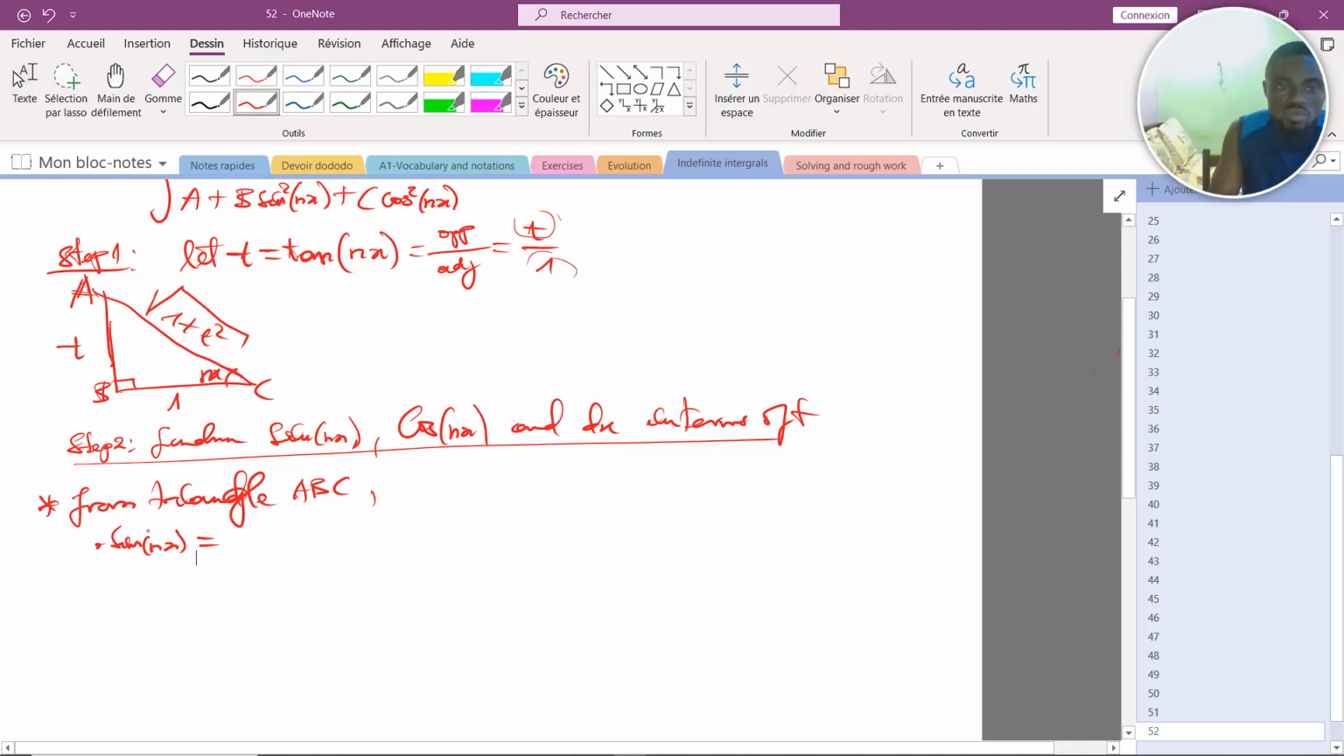Sine is equal to what? We know that sine is opposite over hypotenuse. From the triangle, the opposite is t, all over the hypotenuse, which is the square root of 1 plus t squared.